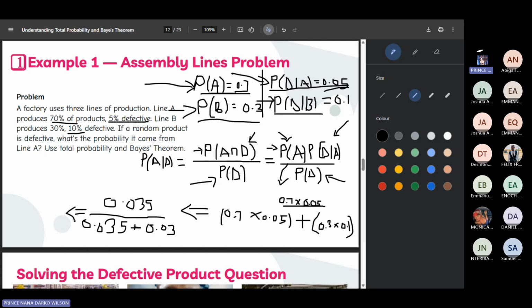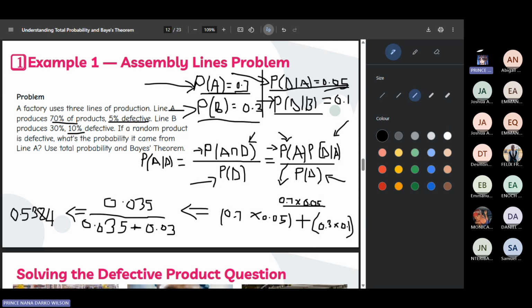That's the denominator. So we divide the numerator by the denominator, and the answer we are left with is 0.5384. There is more to it, but let's stop here. And that's our final answer.